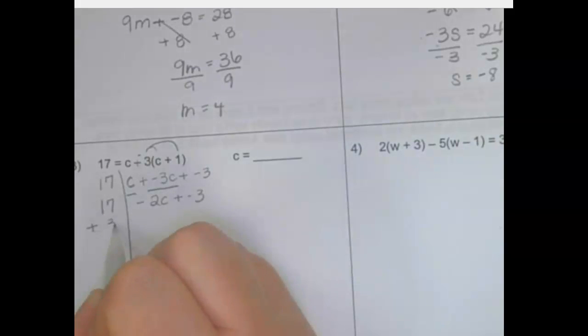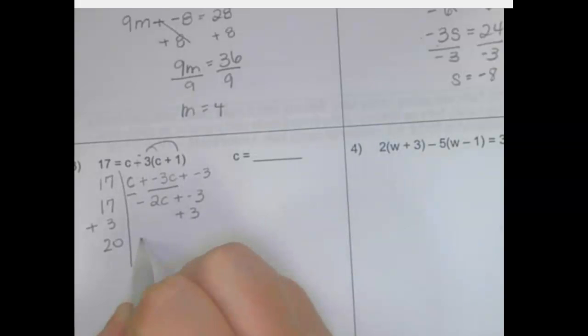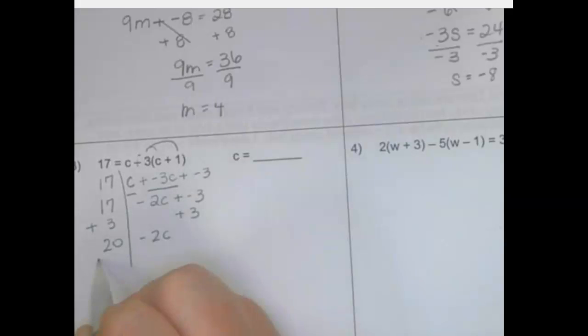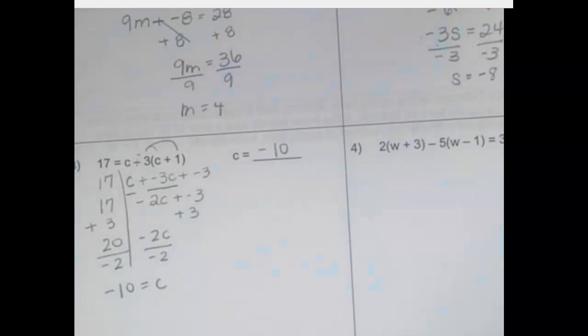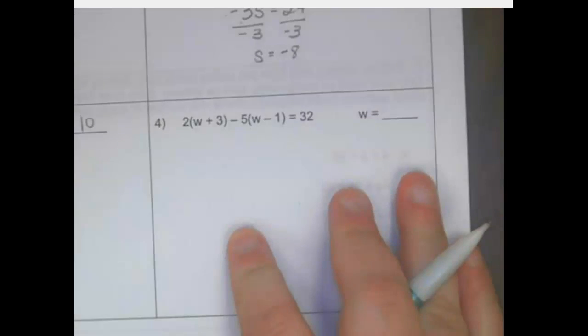Add 3 to both sides. Divide by negative 2. And we get C equals negative 10. Questions on that one? Alright, try number 4 by yourself. I think most of you tried 3 by yourself, but go ahead and try 4 by yourself.